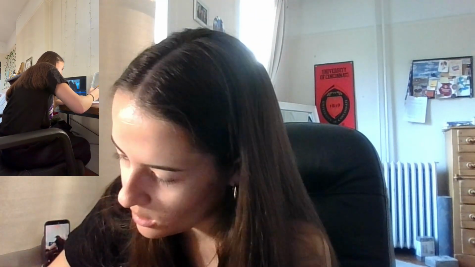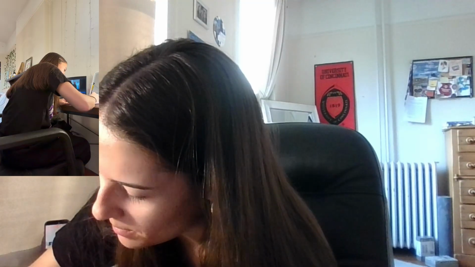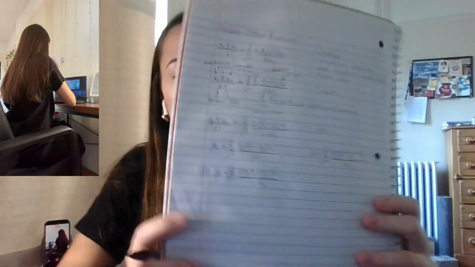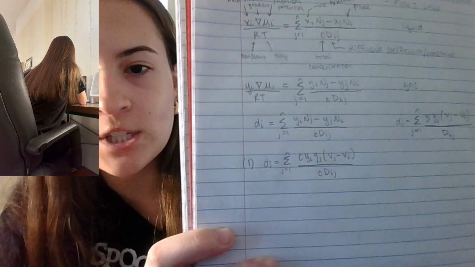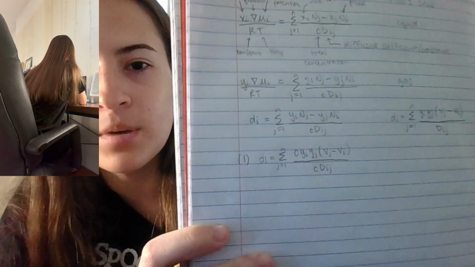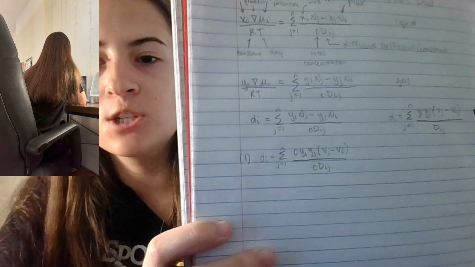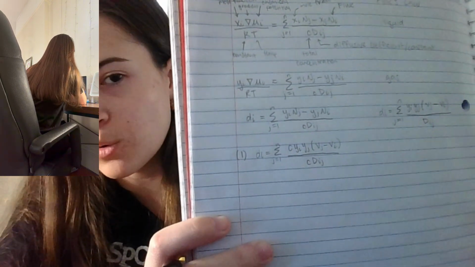So d_i is going to equal our sum, and now we'll have concentration in the numerator again, y_i, y_j, (v_j minus v_i), all over the concentration times Đ_ij. So now this is looking a little bit more familiar. We have our concentration back in the denominator, so our denominator looks great. Now our numerator is looking a little funky, so we need to change this up a little bit and get it to look like the numerator from the original equation again.